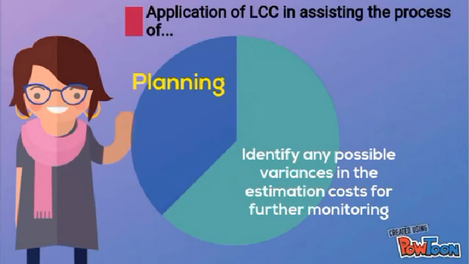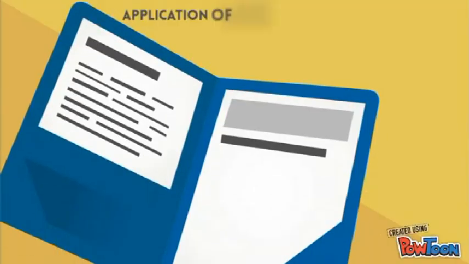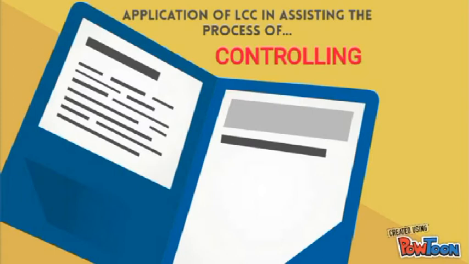The third one under planning is, by applying this method of costing at an early stage, the management is able to identify any possible variances in the estimation costs for further monitoring. This helps management to be more prepared and taking earlier steps to mitigate risks associated with the product. Now, let us move on to the controlling process.